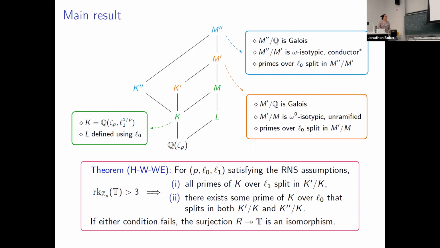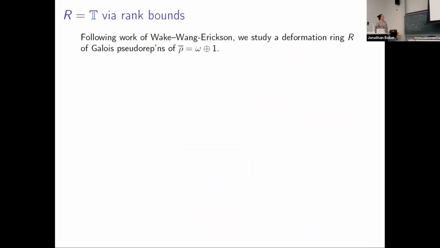Okay, so where does this come from? Well, it comes from this deformation theory setup. And so I'm going to call this method R equals T via rank bounds, which again, instead of using Wiles's numerical criterion, we're going to directly control the rank of R. And so following the work of Wang-Erickson, we study a deformation ring of Galois pseudorepresentations of our character that's the sum of the mod p split cyclotomic character and the trivial character.